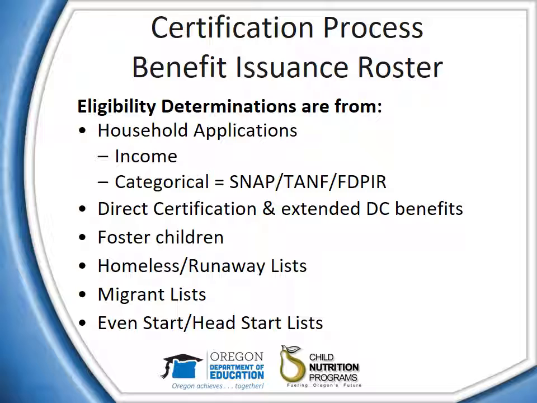Eligibility determinations are made from household applications for income, household applications for categorically eligible students, which includes SNAP, which is the Supplemental Nutrition Assistance Program, TANF, which is the Temporary Assistance for Needy Families, and FDPIR, which is the Food Distribution Program on Indian Reservations, Direct Certification and Extended DC Benefits, Foster Child or Children Documentation, lists newly available on DC lists, or applications, homeless or runaway lists, migrant lists, and Even Start and Head Start lists. The complete list of eligible students is called the Benefit Issuance Roster.